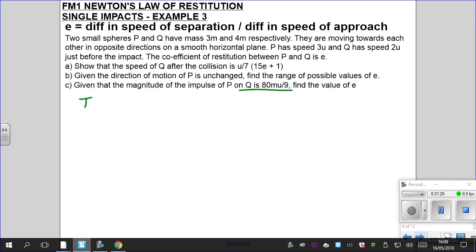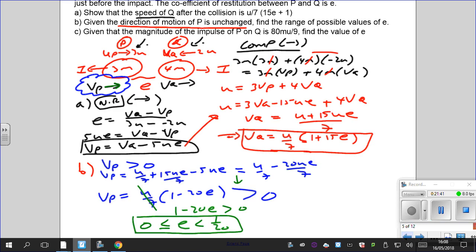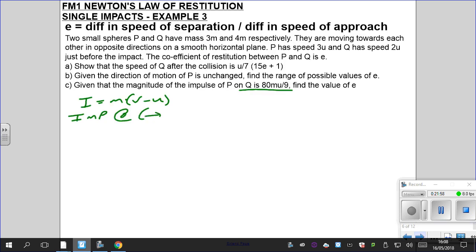Part C, given the magnitude of the impulse is this. So I'm straight into I equals mv take u, my impulse momentum principle. Find the value of E. So where should we do it? Because remember, to use imp, we need to isolate a particle. From my diagram, I might as well go for Q, because I know I need to do it in the direction of impulse, and there's more things going to the right than there are to the left. So from my diagram, I'm going to go to the right at Q, because the impulse is to the right.